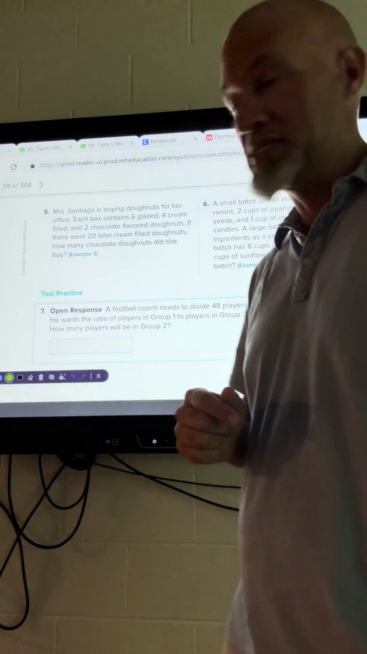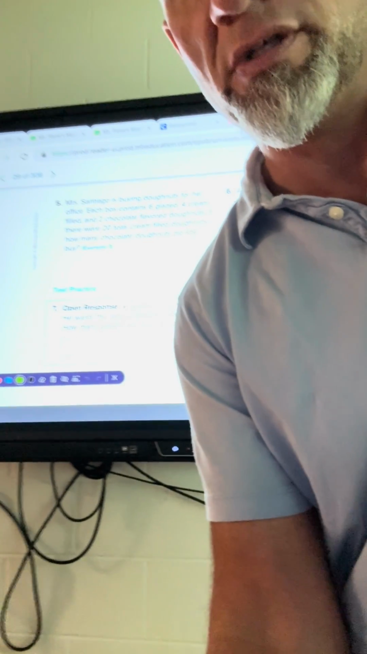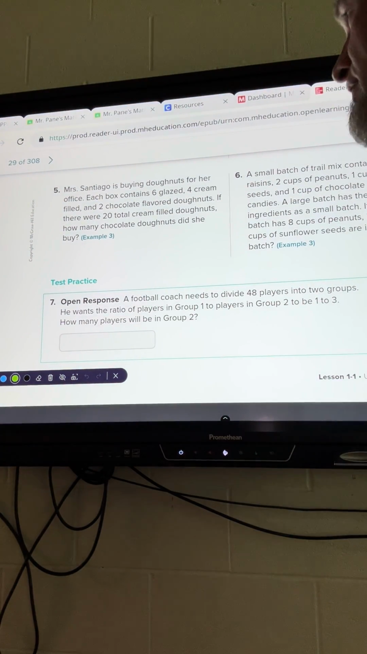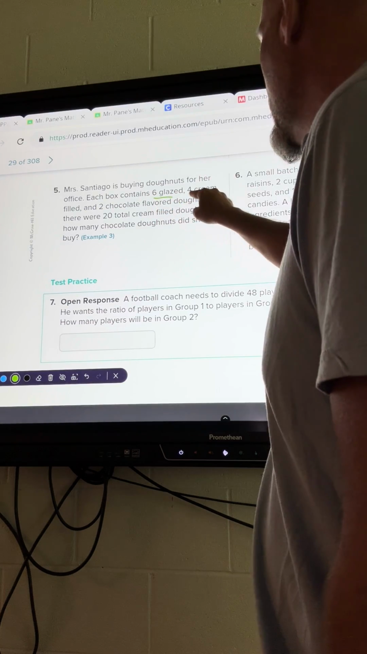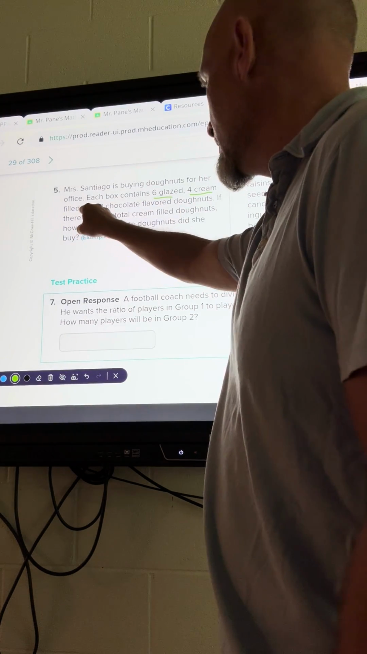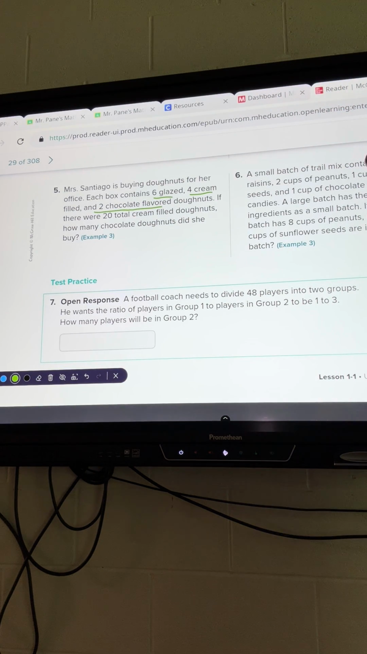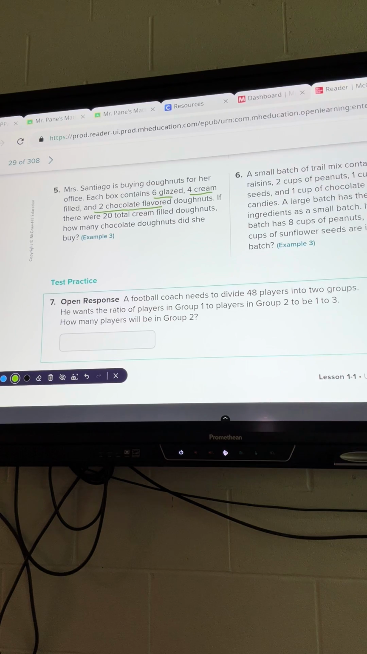So number 5, Mrs. Santiago. I don't know if this is the teacher from our school or not, our Spanish teacher, maybe not. It says she is buying donuts for her office. Each box contains 6 glazed, 4 cream filled, 2 chocolate flavored donuts. If there were 20 total cream filled donuts, how many chocolate donuts did she buy?